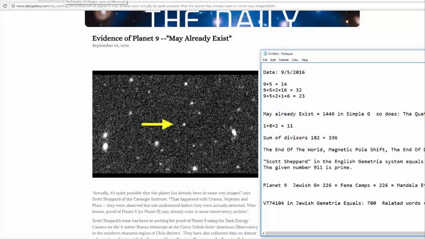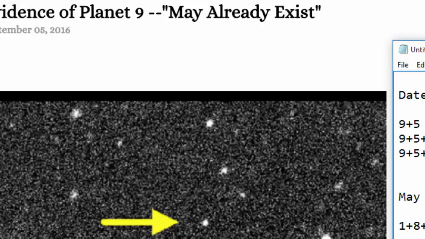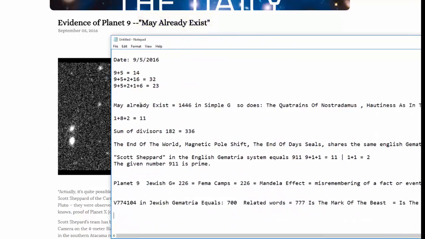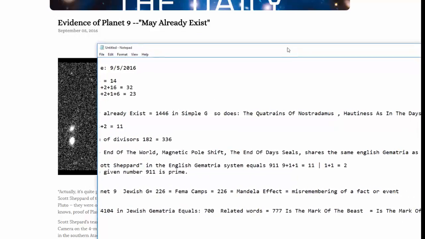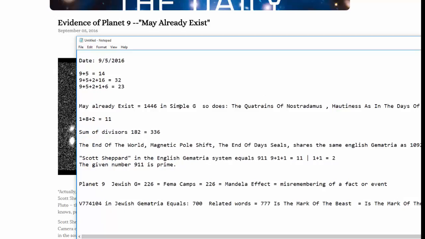And if we look at the number 23 in the world of the occult, which is basically Aleister Crowley's Kabbalistic dictionary, it defines the number 23 as the number of parting, removal, separation, joy, a thread, and life. There are several different meanings for the number 23. So we look at the words may already exist. This equals 1446 in simple gematria. And so do the words quatrains of Nostradamus, as well as hardiness as in the days of Noah. So I found those two words to be interesting to match.